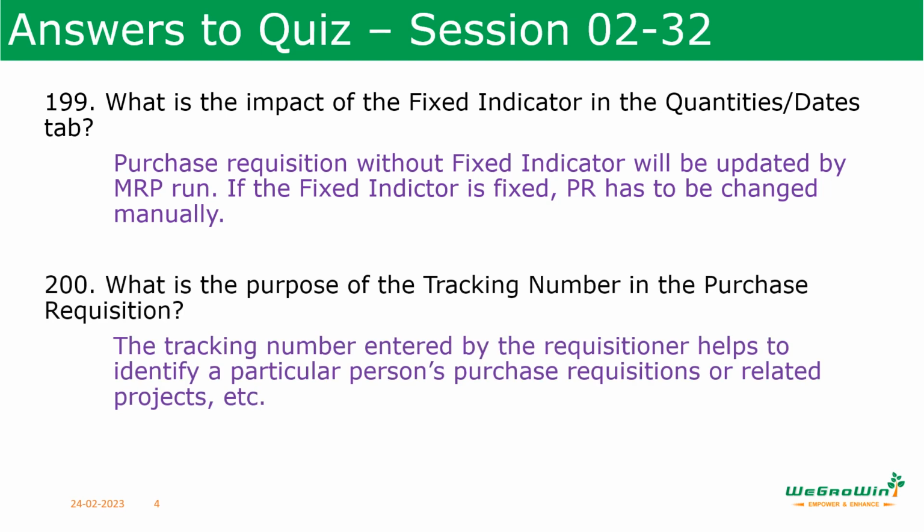What is the purpose of the tracking number in the purchase requisition? The tracking number entered by the requisitioner helps to identify a particular person's purchase requisition or related projects, etc. For example, there may be a new line installation or a new cost saving project. For those kinds of things, we can create purchase requisitions with reference to that particular project or cost saving or line erections with a tracking number so that we can get all related purchase requisitions with this tracking number.